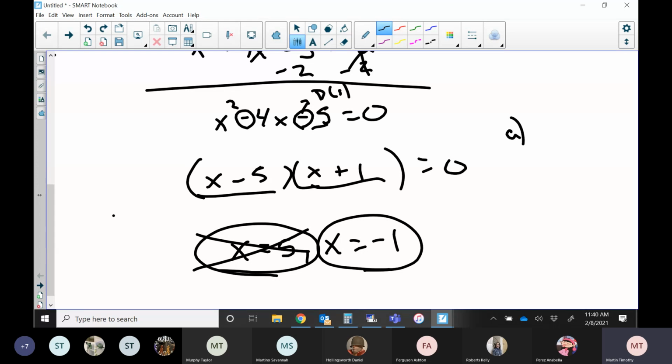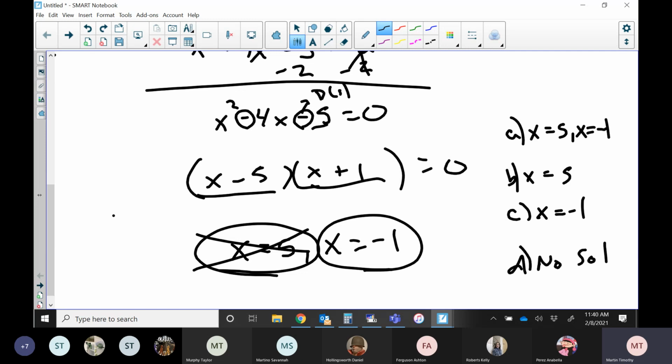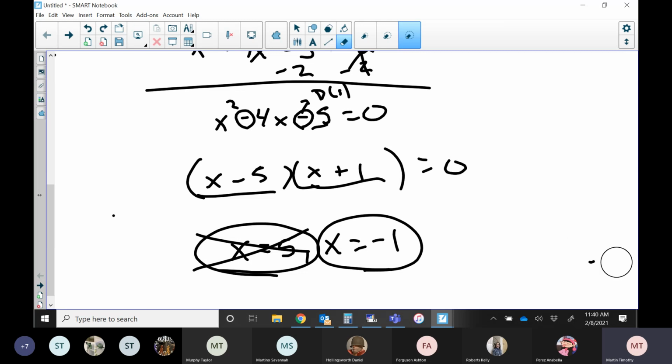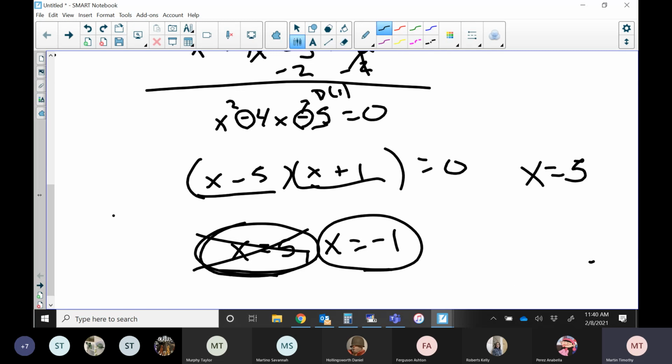So if on the test I had A, x equals 5, x equals negative 1, B, x equals 5, C, x equals negative 1, D, no solution, your answer to this question would be C. If they ask me, find the extraneous solution, what is the extraneous solution? And it was multiple choice. The answer would actually be x equals 5, because that is the extraneous solution.